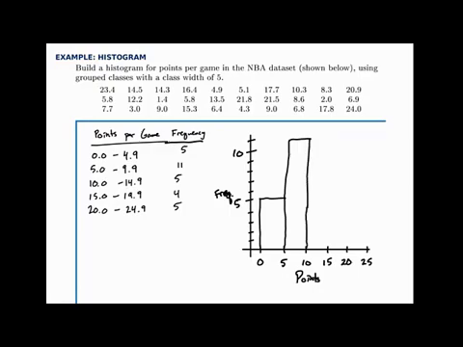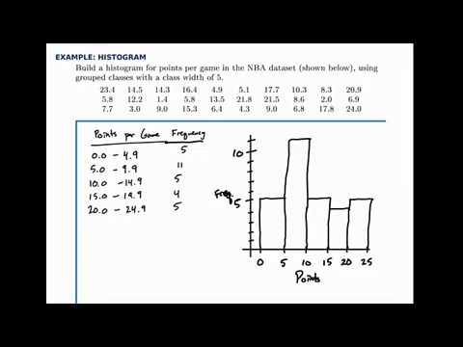Then from 10 to 15, that frequency was again 5. From 15 to 20, it goes down to 4, so we'll draw it a little shorter, down at the tick mark for 4. And the last one goes back up to 5. So each class, each category, gets a bar with the height representing the frequency.